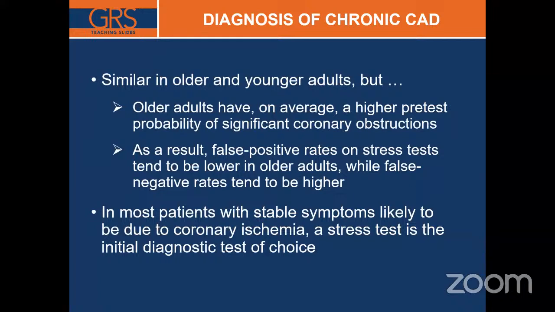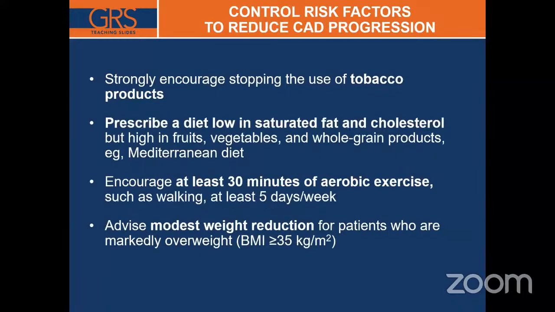So, given these considerations, stress testing remains the preferred initial diagnostic tool for most patients presenting with stable symptoms suggestive of coronary ischemia. This approach allows clinicians to assess cardiac function and ischemic response efficiently, despite the challenges posed by age-related differences in disease prevalence and test accuracy. We should also know that diminished exercise capacity can contribute to higher false negative rates on exercise tests, but not with the pharmacological stress test in older populations.